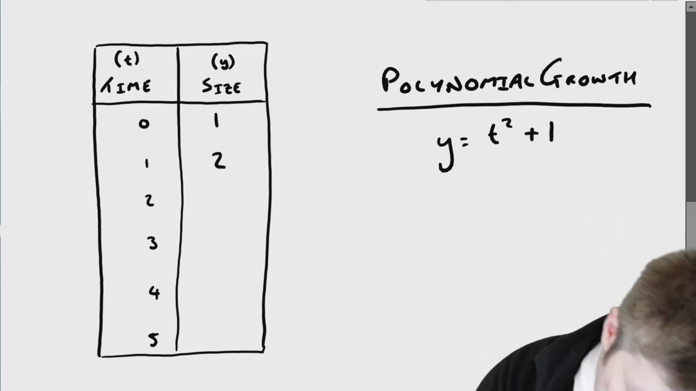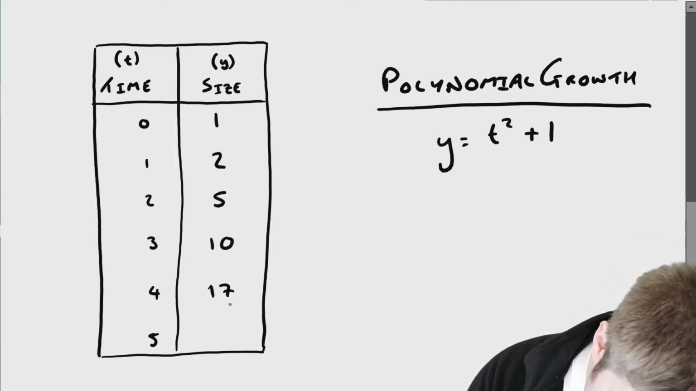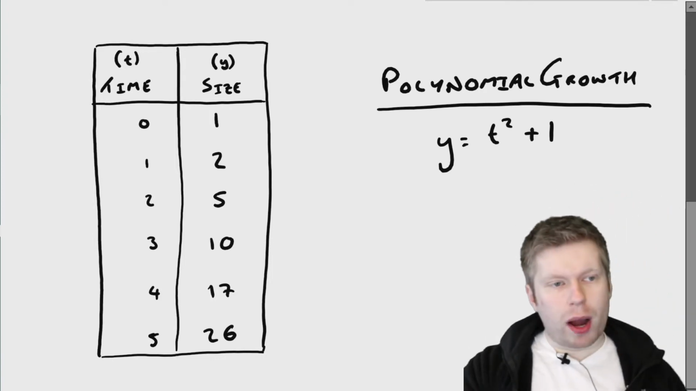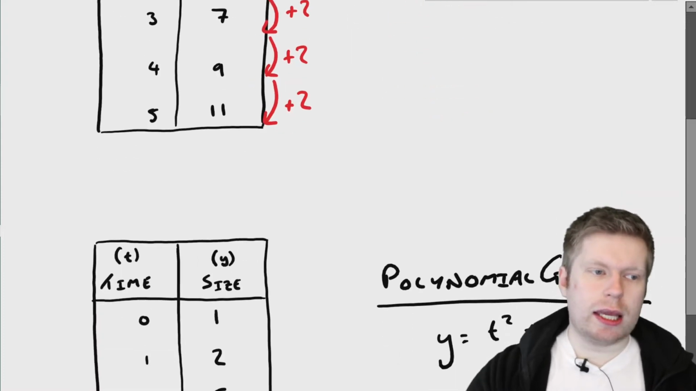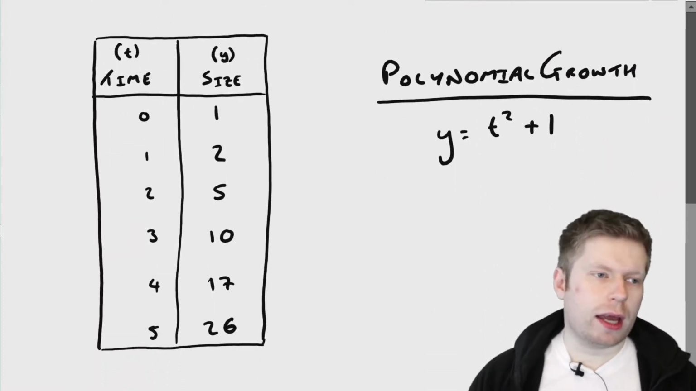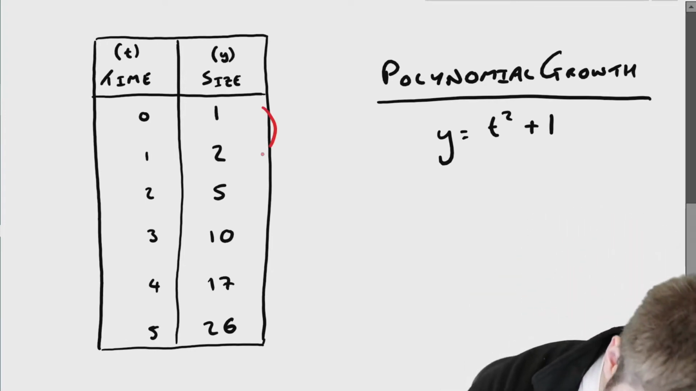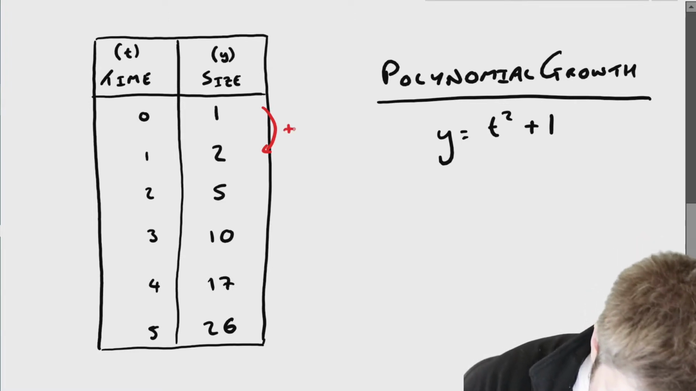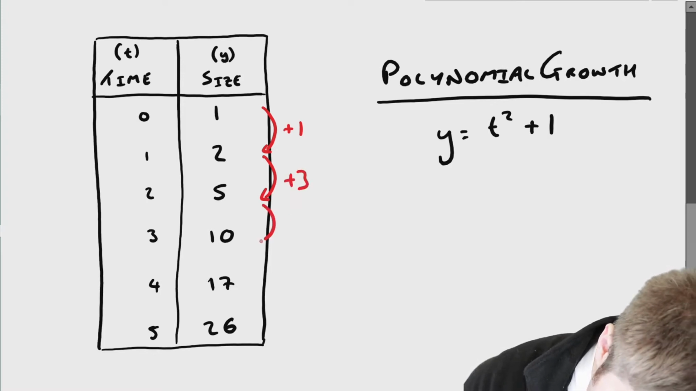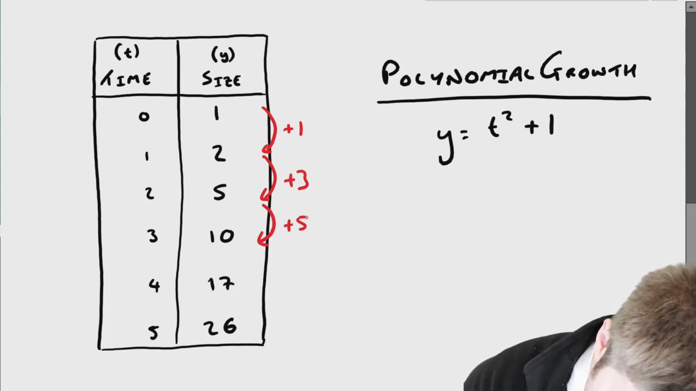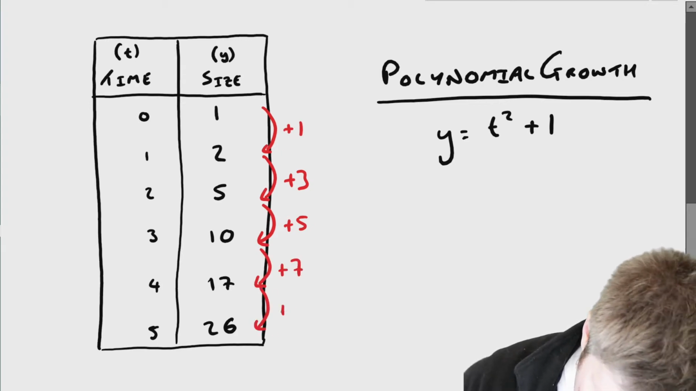So 4 plus 1, that's 5. And then we're going to have 10. And then we're going to have 17, and then we're going to have 26. So even though my polynomial growth started off slower relative to my linear growth, eventually I surpassed my linear growth. Eventually I just outgrew that. So let's look at what's happening with each time period. So from year 0 to year 1, in this case I'm adding 1. From year 1 to year 2, I'm adding 3. Year 2 to year 3, I'm adding 5. And from year 3 to year 4, I'm adding 7. And then from year 4 to year 5, I'm adding 9.